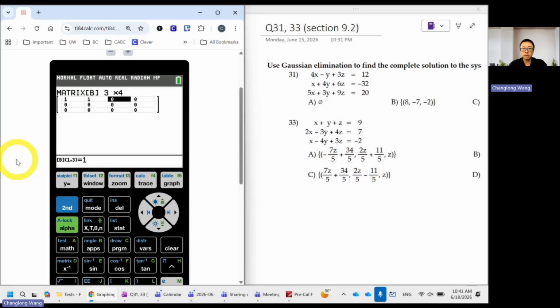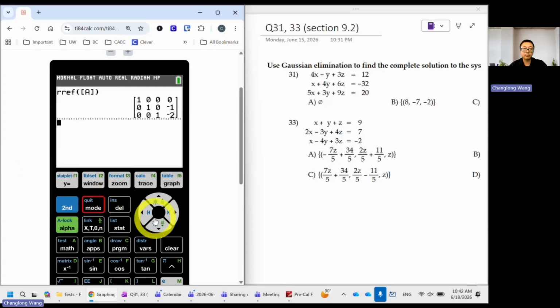1, 1, 1, 9. 2, -3, 4, and a 7. 1, -4, 3, -2. All right, 1, 9. Okay, good. So let's do the reduced row echelon form.